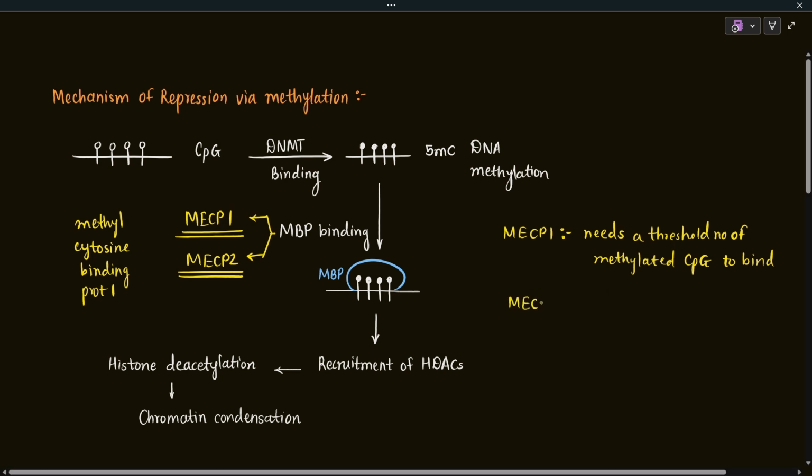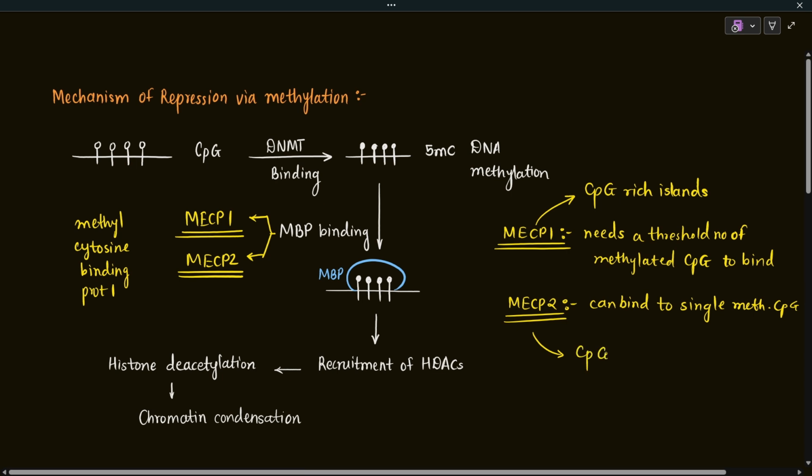While MECP2 can bind to a single methylated CpG. So MECP2 has the ability to even bind to a single CpG, while MECP1 can only bind if a certain threshold is reached, and that's why MECP1 binding is often seen in CpG-rich islands. Why? Because only CpG-rich islands are able to reach that threshold number, right? While MECP2 binding is often seen at CpG-poor islands.